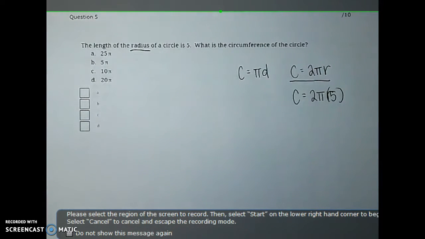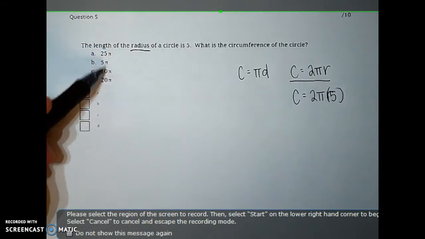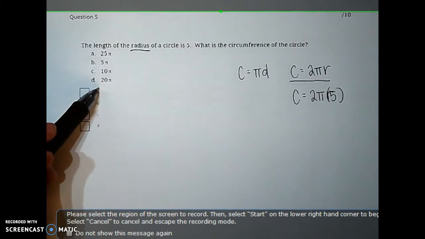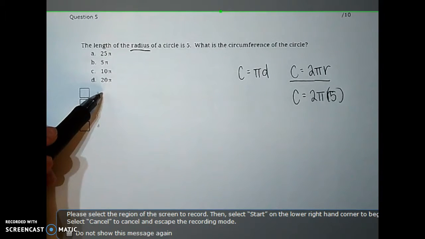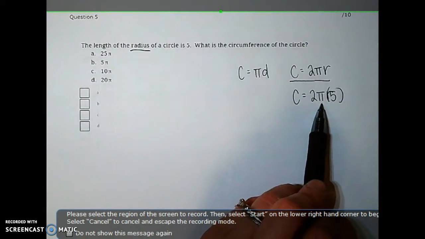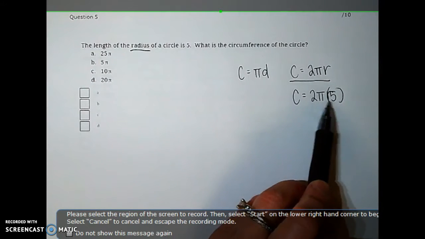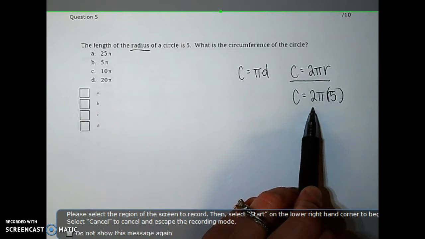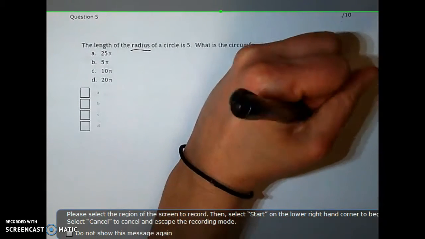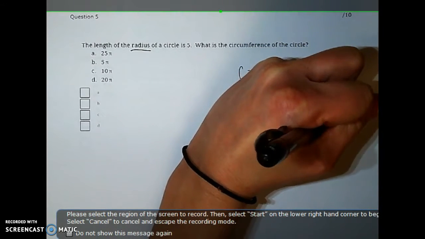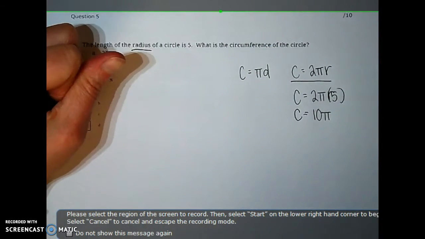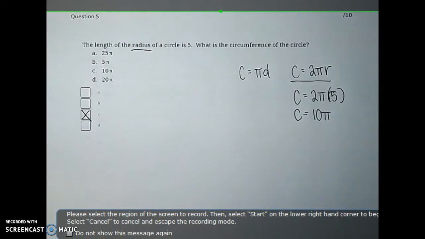And then I simplify. Now notice that all of our answers are written in terms of pi, which means kind of like keeping pi in the equation, just like you would a variable. And so when we want to keep pi in just like a variable, we just want to multiply our numbers together to get our coefficient of pi, the number that comes before pi. 2 times 5 gives me 10, and so my answer is going to be 10 pi. So the circumference of the circle is C, 10 pi.